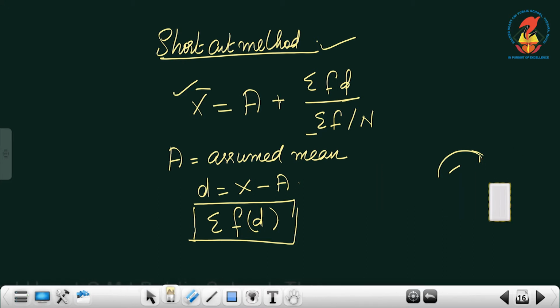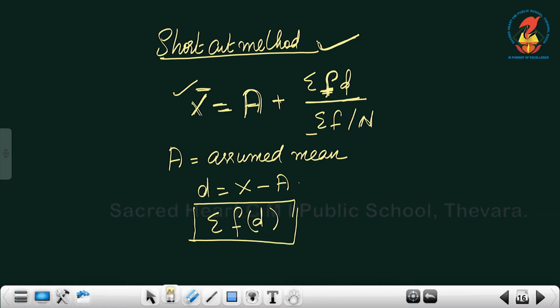N is number of observations. Now what is the only difference that we find here? Instead of sigma d, you will be writing it as sigma fd because there is frequency over here. So try to understand the difference between the formula that we use for individual series and discrete series. So how to find out arithmetic mean in a discrete series using the shortcut method? Formula is x bar is equal to A plus sigma fd by sigma f or n. N means total of frequency.